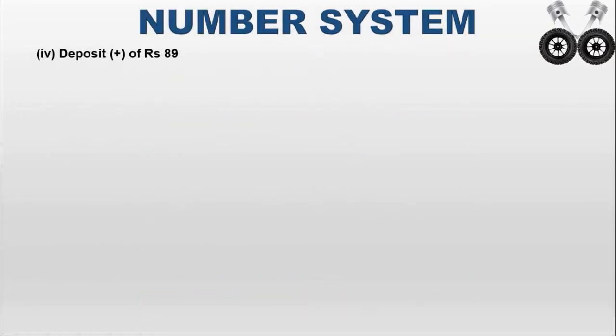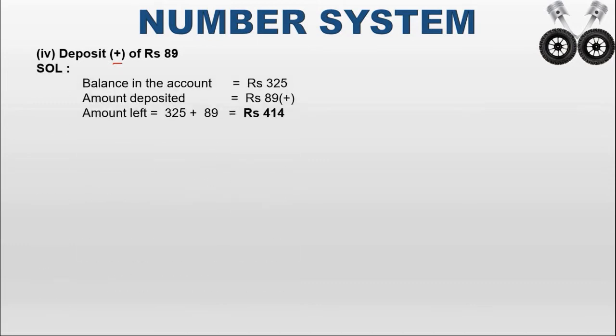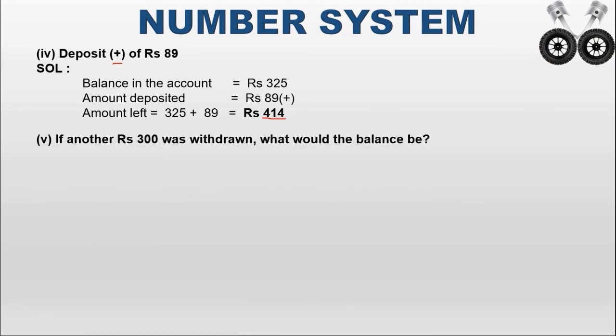So what is the fourth one? Deposit of rupees 89. Deposit means you put the amount into the account. So that means you are increasing the money. So you have to put the positive sign. So how much amount do I have in the account now? Rupees 325. Plus the rupees I deposited is 89. So 325 plus 89 equals 414. So now my current balance in my account is 414 rupees.